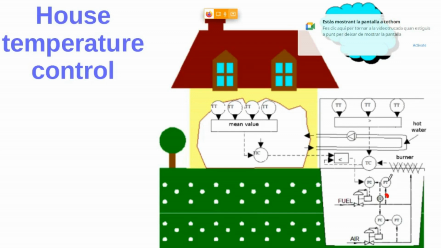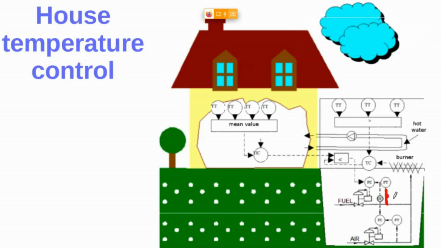We are measuring the flow in here, right? And this measure is multiplied by this factor, this R, and gives the set point for this flow controller. So we keep a relationship between the fuel and the air in order to get an optimal combustion here in the burner, right? Well, as you can see here, we have a set point for this temperature controller.